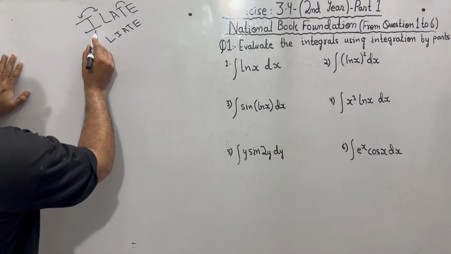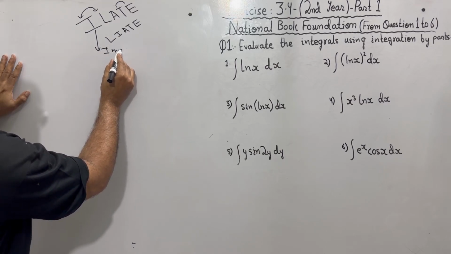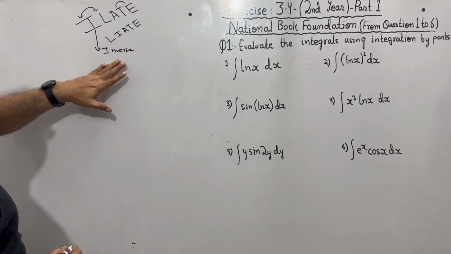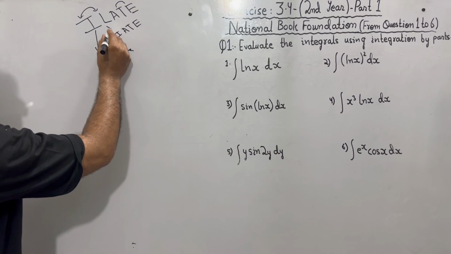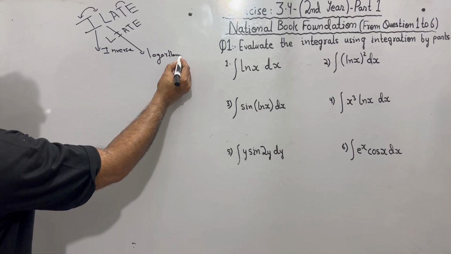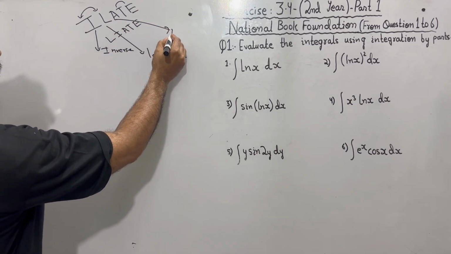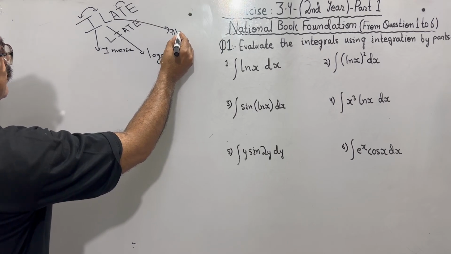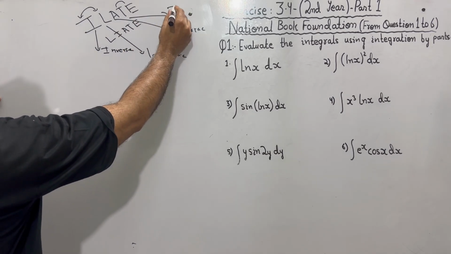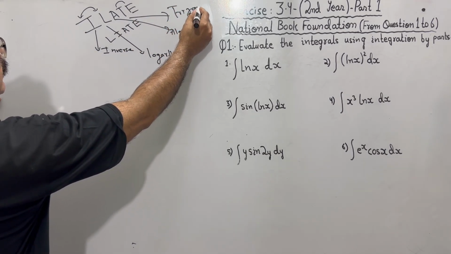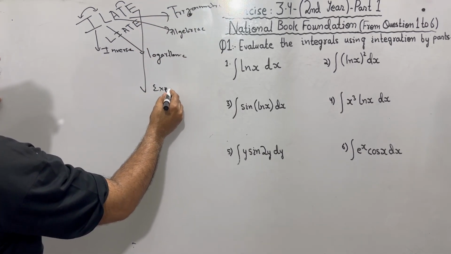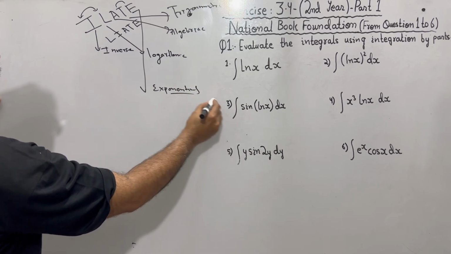ILATE means I stands for inverse functions that you are familiar with: inverse trigonometric function, inverse hyperbolic function. Second, L stands for logarithmic. A stands for algebraic, having x square, whatever the case is. T stands for trigonometric. E stands for exponential.